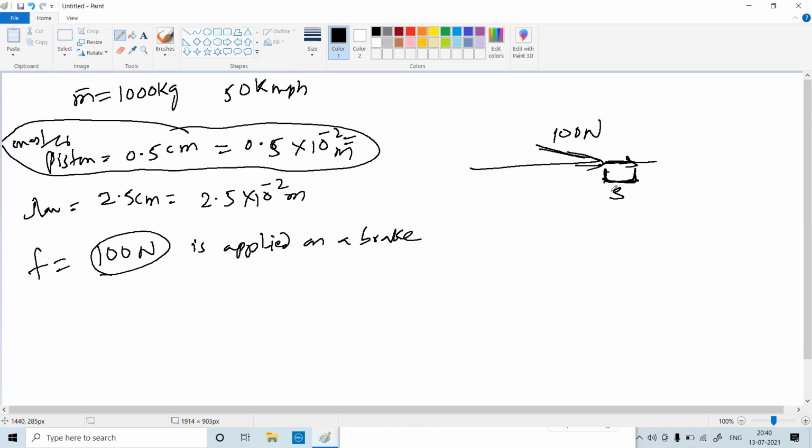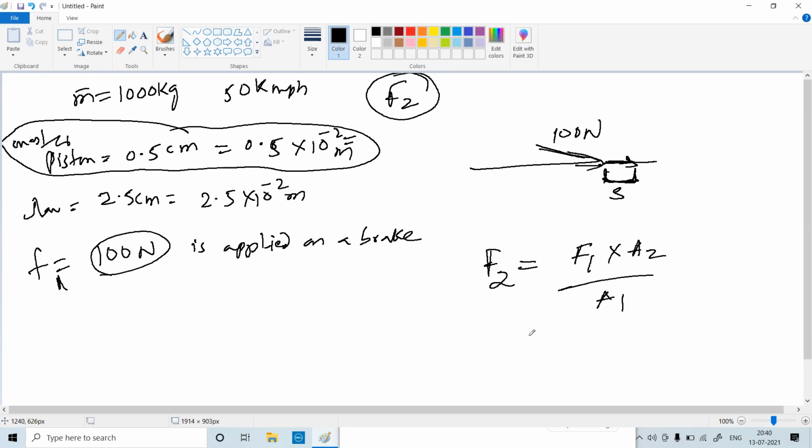You know very well that whenever you apply force, the braking system will produce a larger force. That means if this is F1, we have to find F2. How to find F2? You know the formula: F2 is equal to F1 into A2 by A1. F1 is 100 Newton. A2 is the slave, and A1 is the master. This is the radius, so you have to find the area.